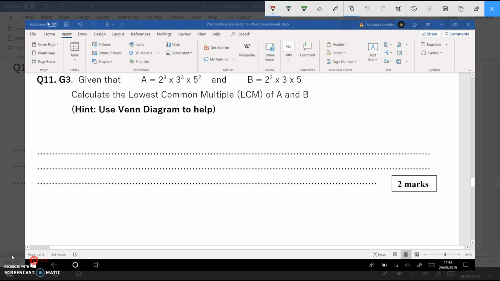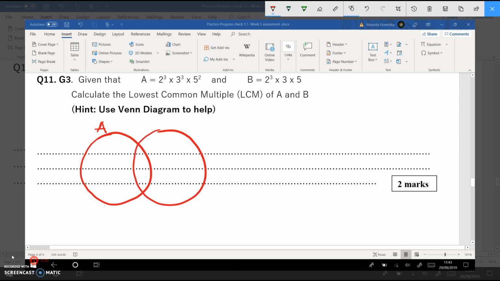Question number 11. Given that A is equal to 2 cubed times 3 cubed times 5 squared, and B, another number, is equal to 2 cubed times 3 times 5, calculate the lowest common multiple of A and B. Hint, use Venn diagram to help. So we'll use the Venn diagram.